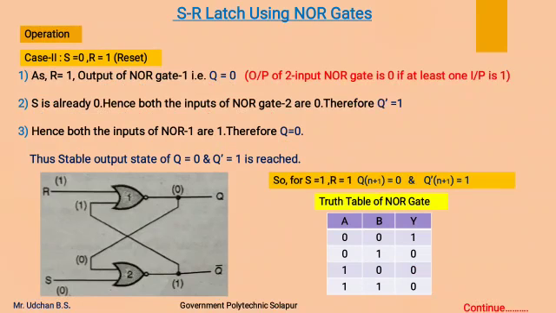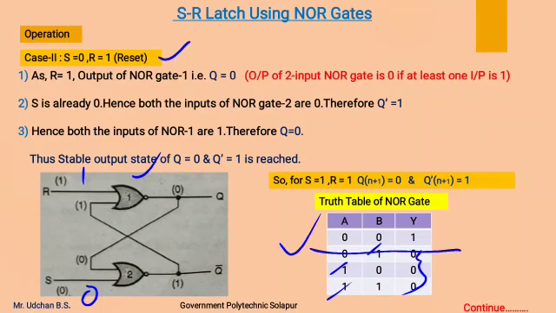Next, we will see the second case, S equal to 0, R equal to 1, which is named as a reset state. We will see why that is called as a reset. Now here, this is the circuit in which S is 0 and R is 1. We know the truth table of NOR gate. From this truth table we can conclude that output of 2 input NOR gate is 0 if at least one input is 1.